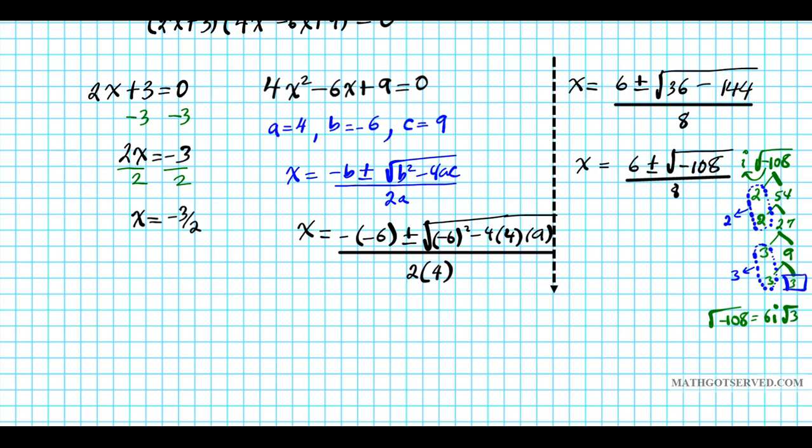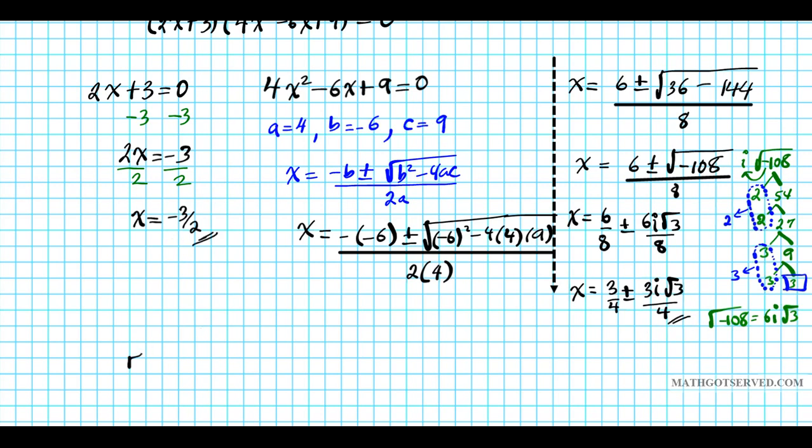Alright, so let's apply that to this situation here. What I'm going to do is split up the fraction. We're going to have 6 divided by 8 plus or minus this simplified form right here, 6i root 3 over 8. If you simplify this by dividing by 2 top and bottom, you have 3 over 4 plus or minus, dividing these by 2 top and bottom, you get 3i root 3 over 4. So these are our roots right here.